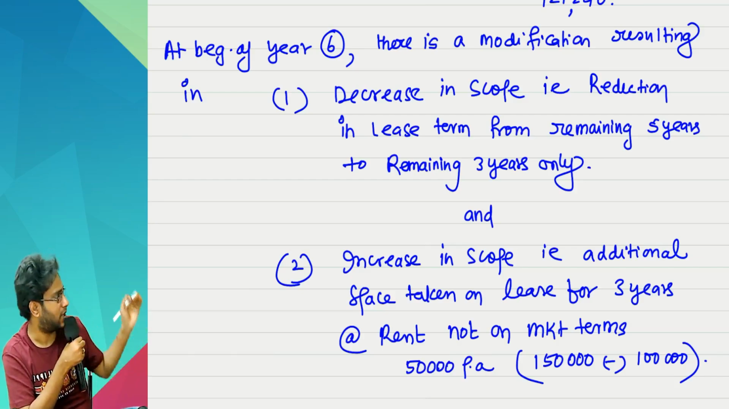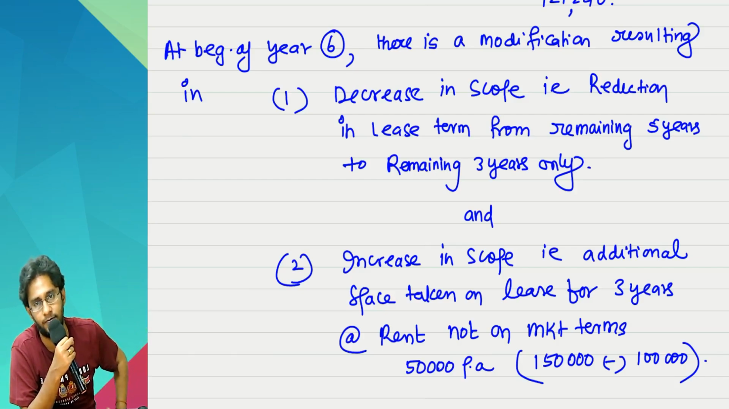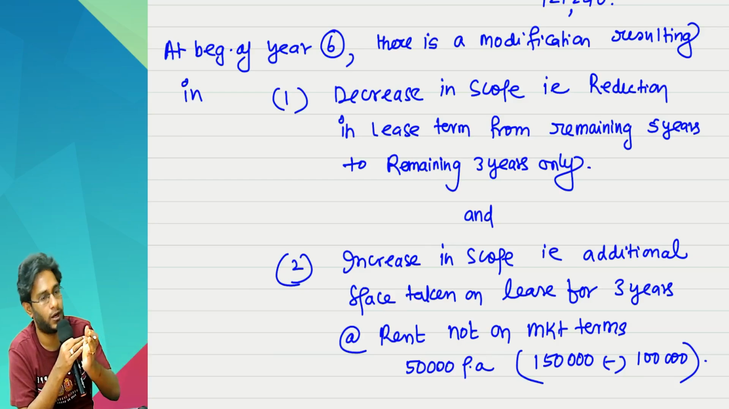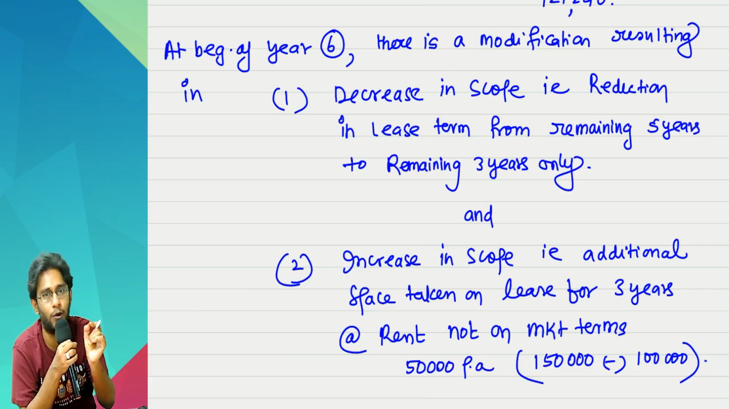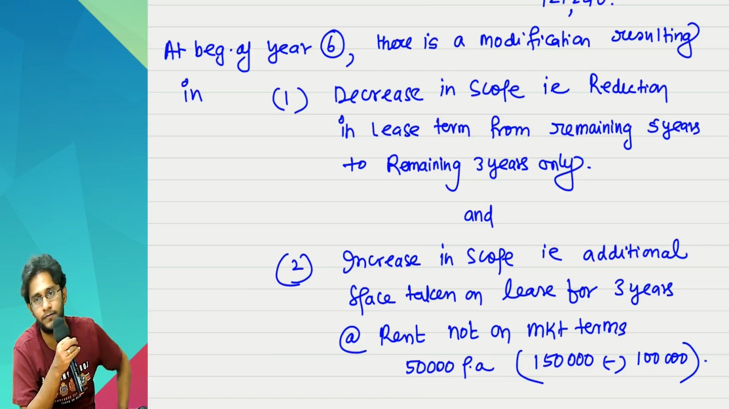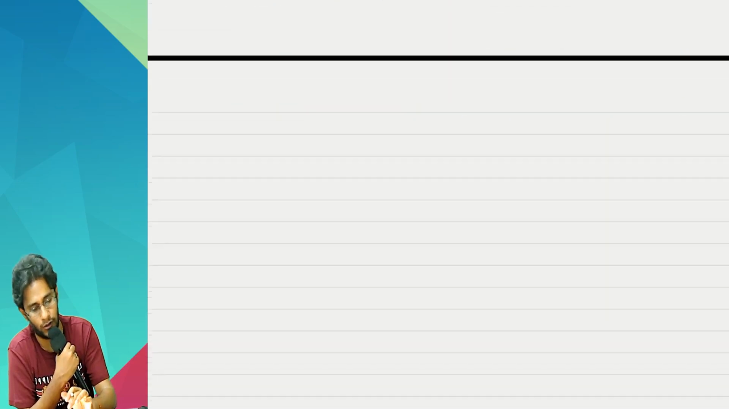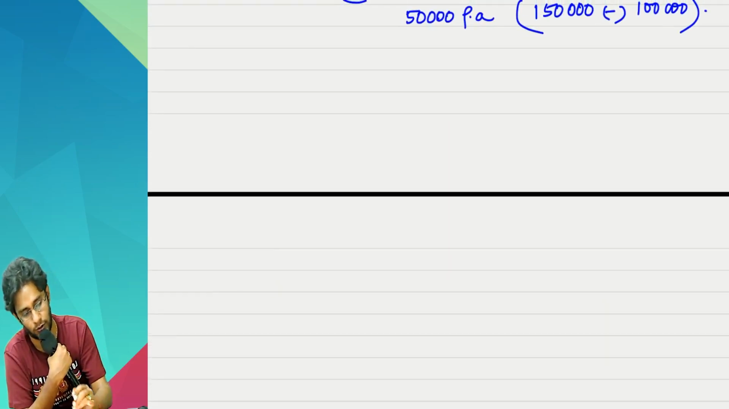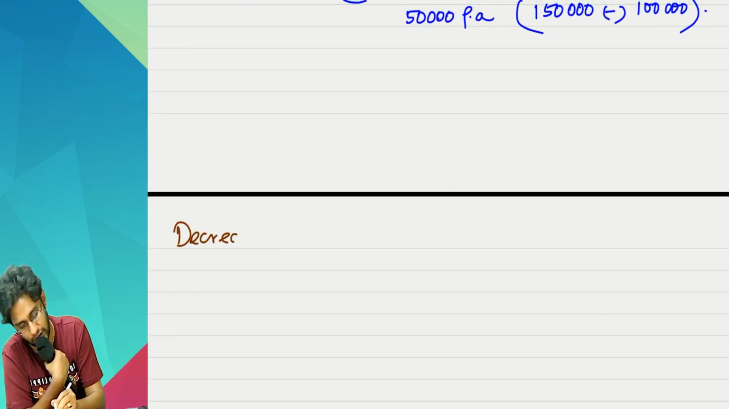Separately you do it, life is easy. Handle the decrease separately, handle the increase separately. Ultimate effects will be ROU asset and lease liability only, except one small amount which will go to P&L. That's the reason we are doing it separately. Otherwise I would have clubbed everything together. You will have full control on this question if you do it separately. You will watch now. First one, decrease in scope.